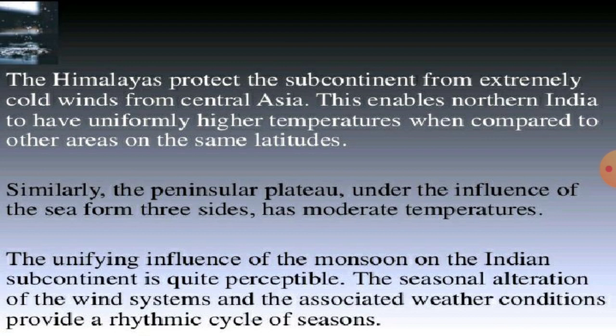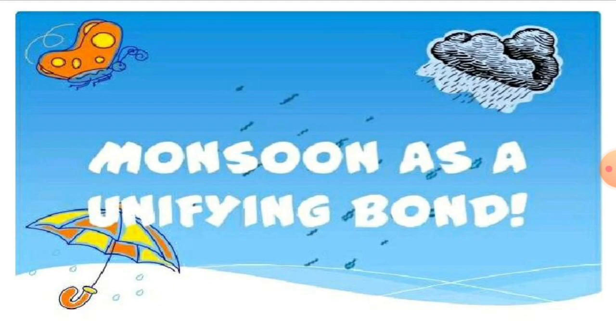Year after year, people of India from north to south and from east to west eagerly wait for the arrival of the monsoon. These monsoon winds bind the whole country by providing water to set agricultural activities in motion. The river valleys which carry this water also unite as a single river valley unit. And that's why the monsoon is called the unifying bond.